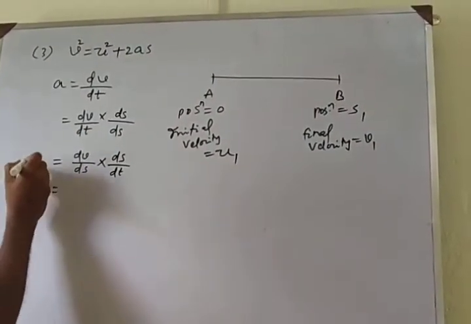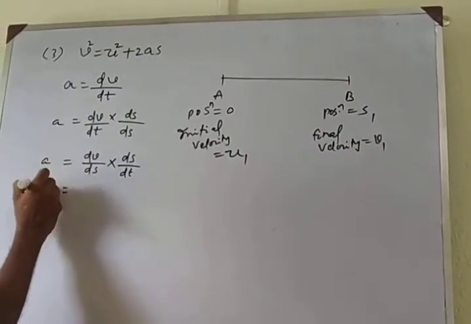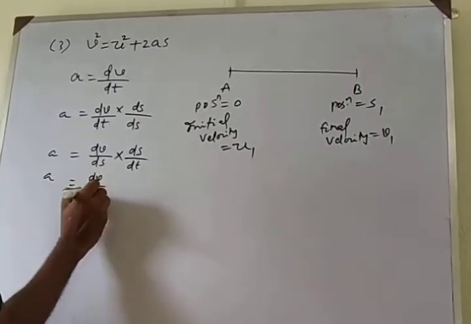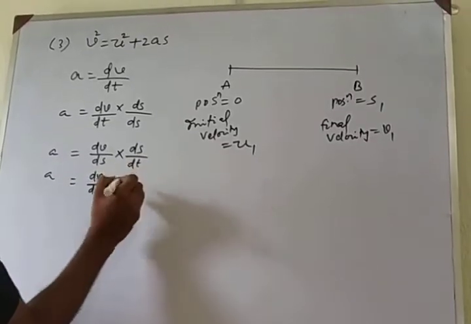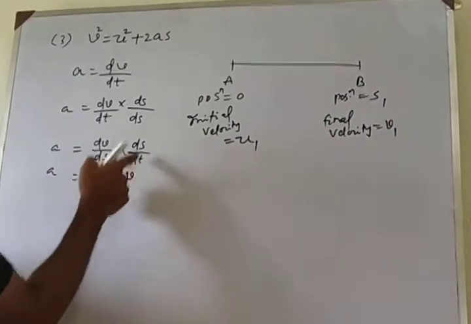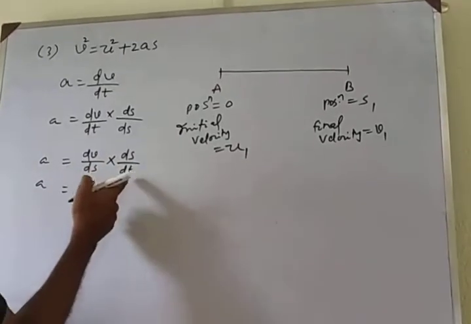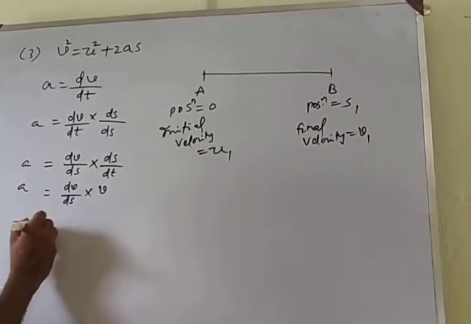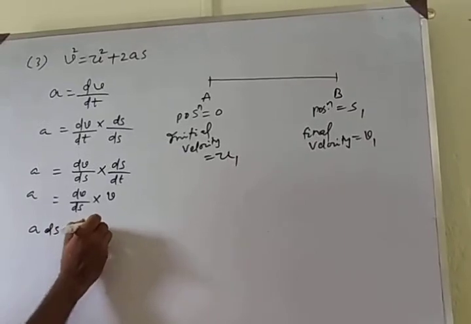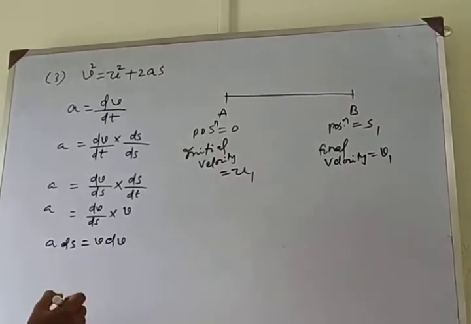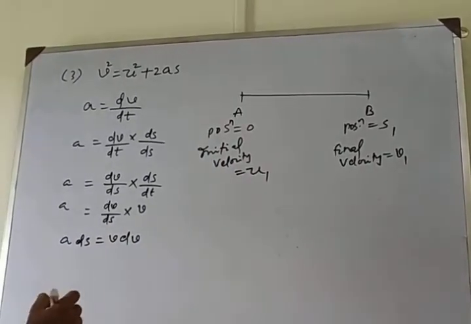So I will get a equal to dv by ds into ds by dt, which is nothing but v. v is the rate of change of position. Small change in position with respect to small change in time is velocity. So now it will be a ds equal to v dv. So a ds equal to v dv.